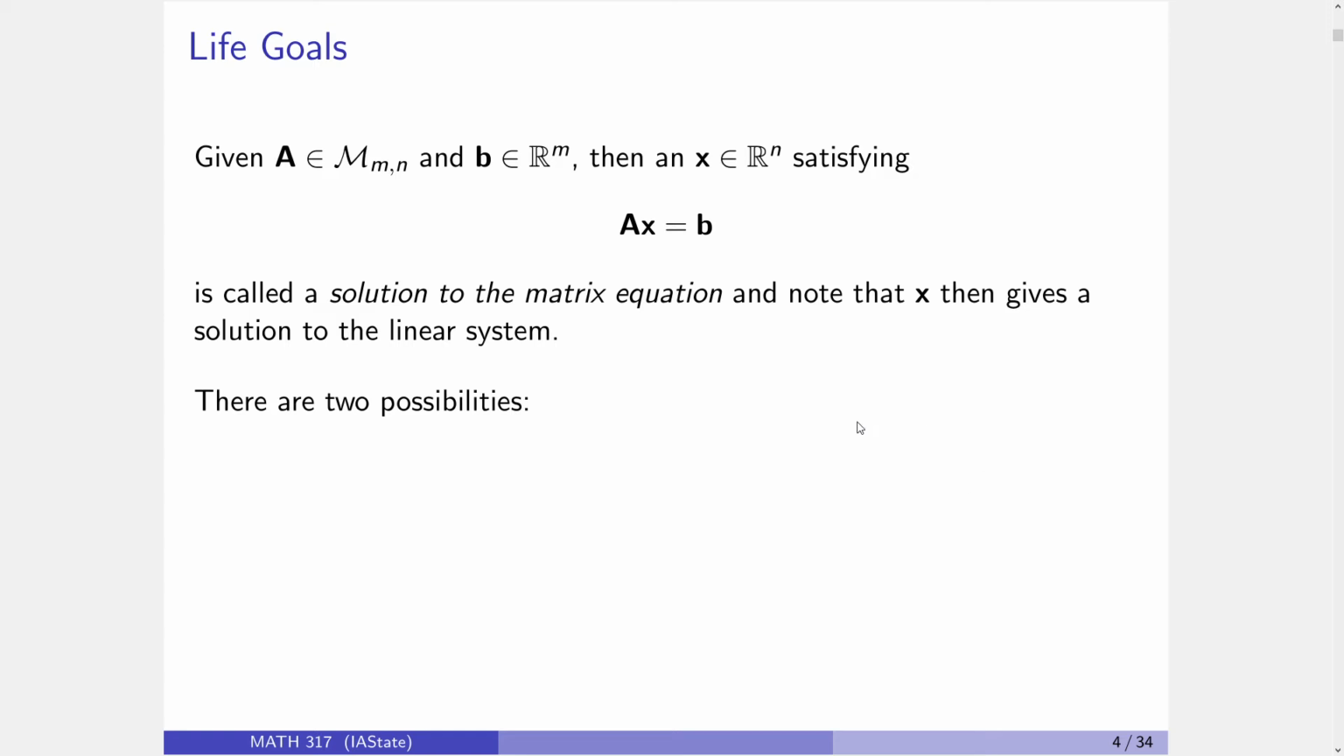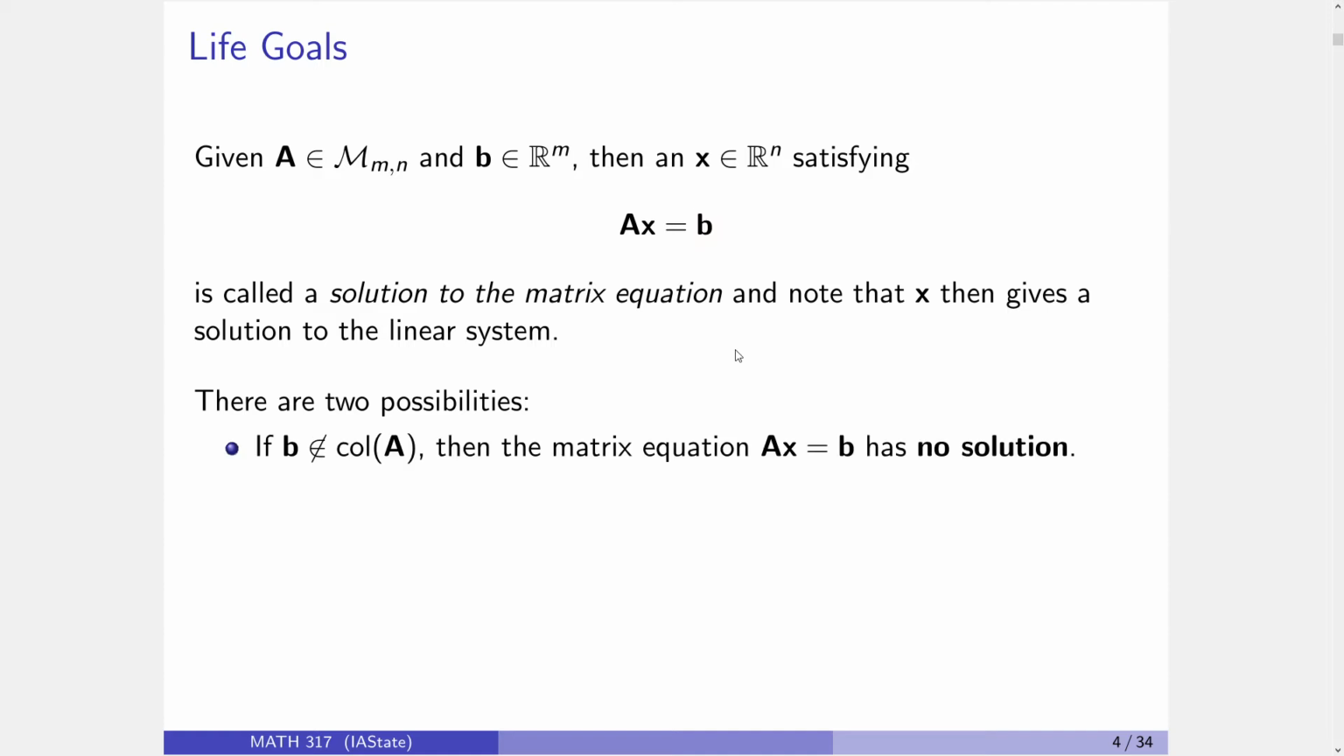And any solution to the matrix equation, right, so if you've got A and B and an X satisfying it, gives you a matrix equation. There are two possibilities going on here. So this right here represents the output of the linear transform that takes elements from Rn and spits out elements of Rm. If B is not in the column space, so in other words, if B is not in the range of the linear mapping, then this matrix equation has no solution, right?